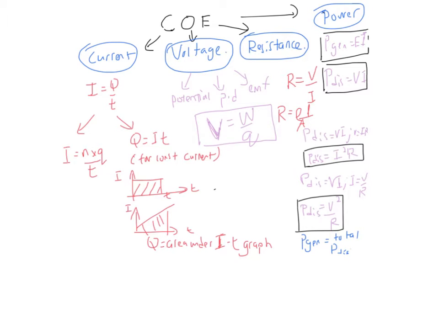So let's first talk about current. We're going to do one by one. Okay, so what is current? Current is the rate of flow of charge. Okay, so what is rate of flow of charge? That means how fast the current is flowing.